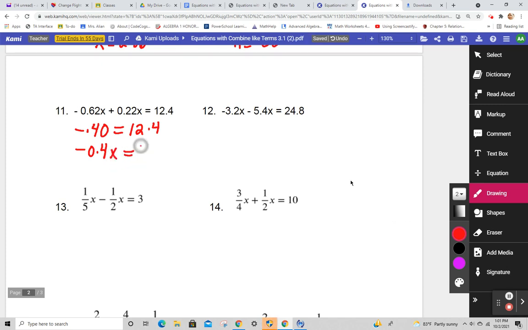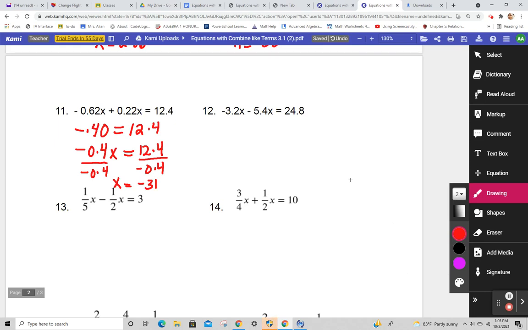X equals 12.4. Okay, because this is 4/10 and this is 4/10. We have nothing here in the hundredths place value, so there's no need to write it. All right, so now we're going to divide both sides by negative 0.4, and when we divide these out, we're going to get negative 31.